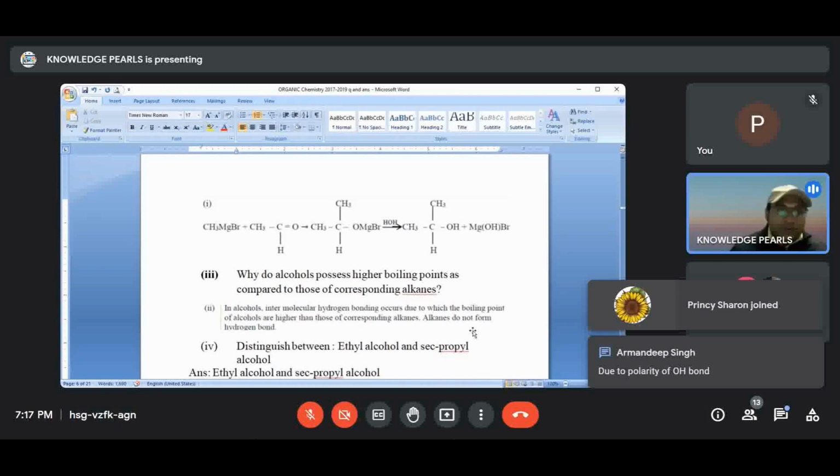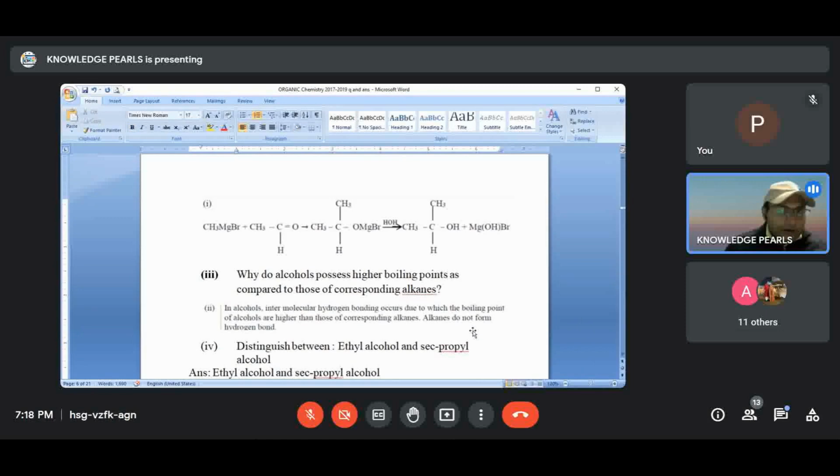Now question comes: ethyl alcohol and secondary propyl alcohol. इथाइल अल्कोहल एंड सेकेंडरी प्रोपाइल अल्कोहल के लिए क्या टेस्ट यूज होगा? इसमें क्या हम आइडोफॉर्म टेस्ट यूज कर सकते हैं? मुझे बताएंगे कोई? यस या नो? Can we use iodoform test here? No, because both are giving iodoform test.